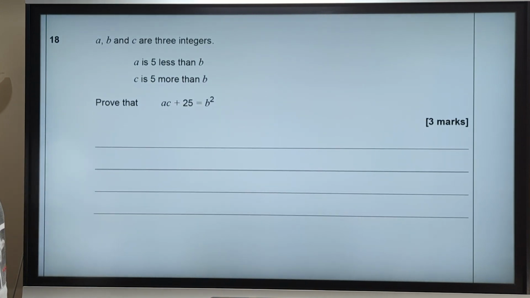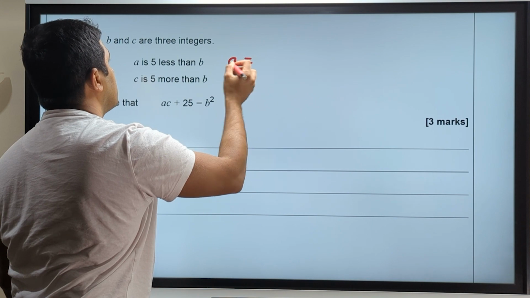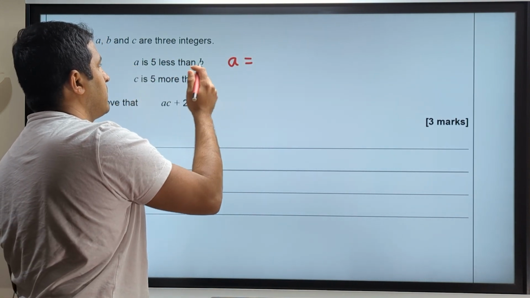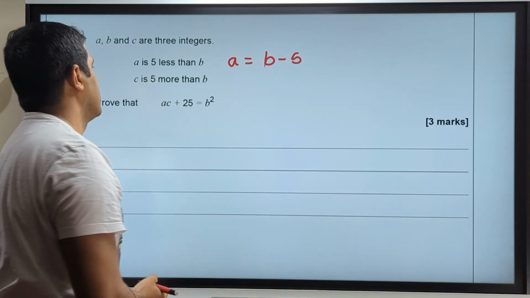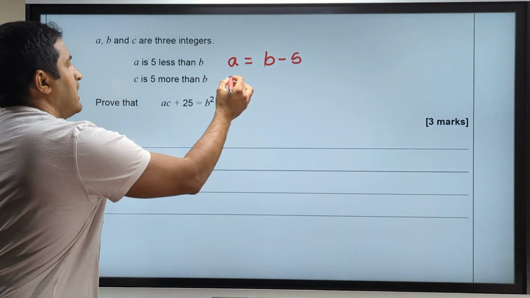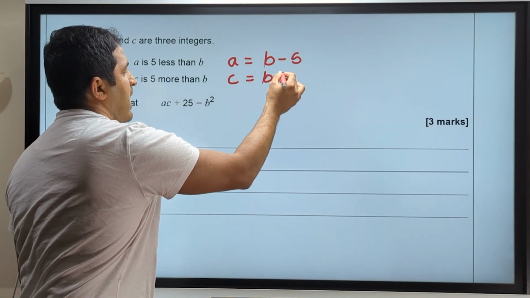A, B, C are three integers. A is 5 less than B. So we can write this down as an expression: A is equal to B minus 5. Now C is 5 more than B, so C is equal to B plus 5.